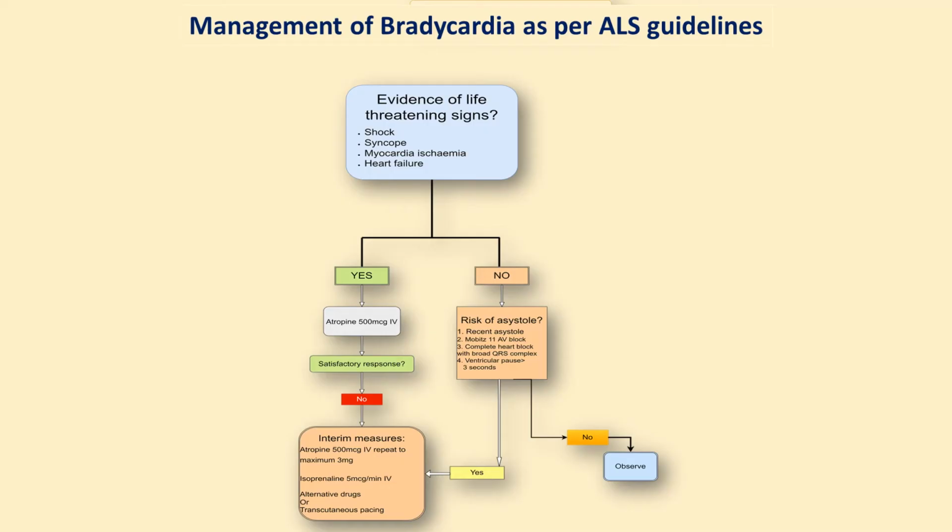This is the flow diagram on the management of bradycardia from the Advanced Life Support course by Resuscitation Council UK. The first assessment in any patient with bradycardia is to find out if there are any life-threatening features like shock, defined as systolic blood pressure less than 90 mm of mercury, history of syncope or loss of consciousness, presence of ischemia or infarction on ECG, and severe heart failure or pulmonary edema.